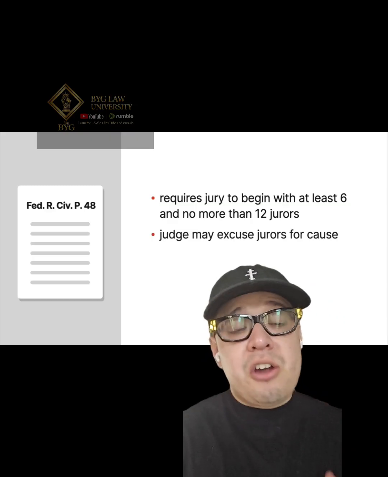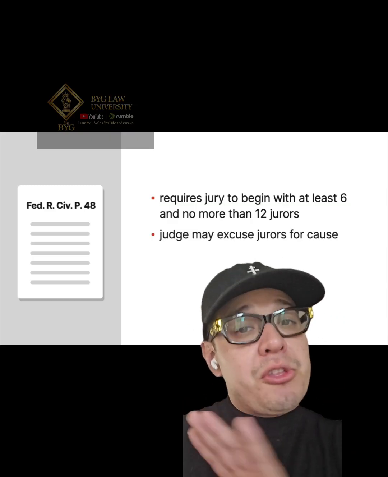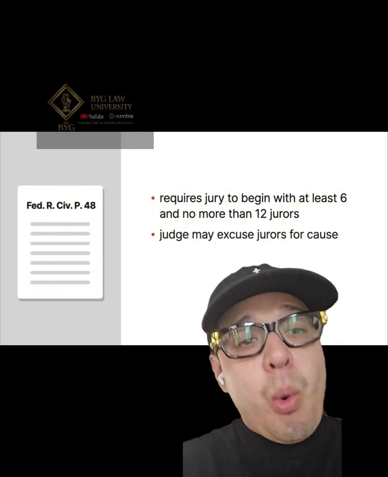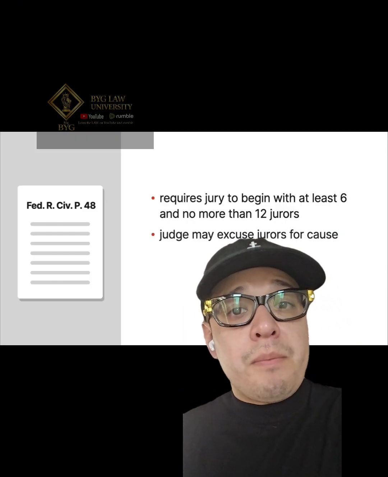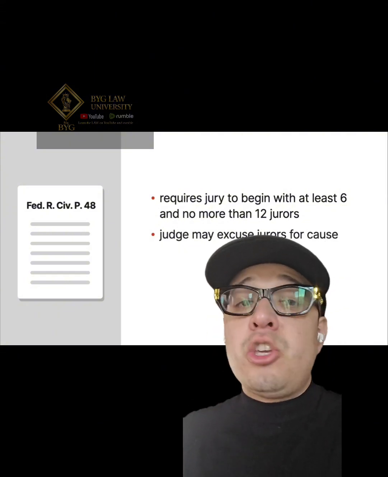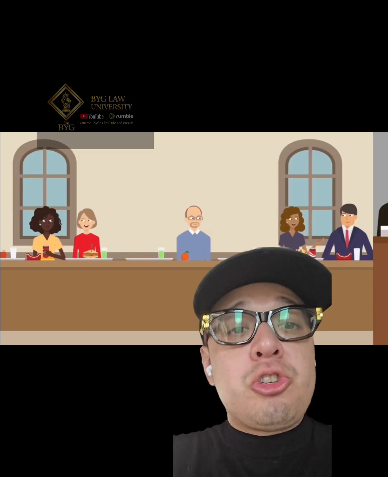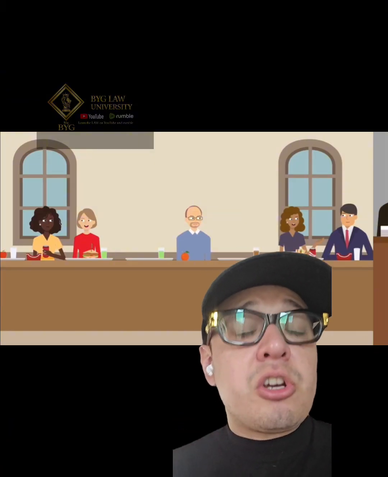Rule 48 requires a jury to begin with at least 6 and no more than 12 jurors. A judge may excuse jurors for cause. However, unless the parties agree otherwise, the final verdict must come from at least 6 jurors. The verdict must also be unanimous unless the parties agree to a different requirement. Because the jury dropped below 6 members and the parties never agreed to accept a smaller jury, the 5-person verdict was improper. The contractor could object.